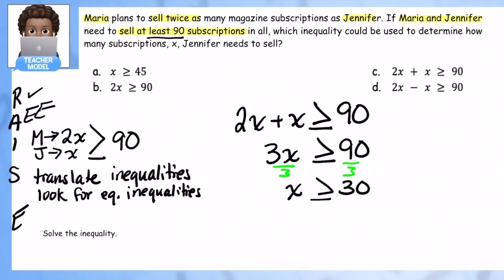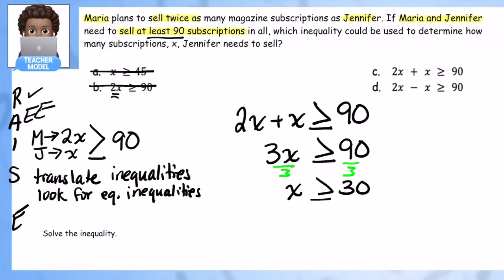So let's look at what we got here. With A, already I notice it is written with the variable x isolated, but it's saying that x is greater than or equal to 45, which is not equivalent to what we have. Let's look at the next one: 2x is greater than or equal to 90. Again, no. Because of the 2x, it should be 3x. So that one doesn't work.